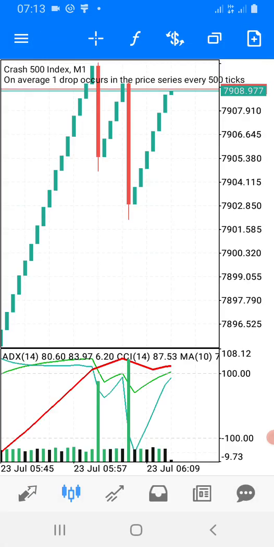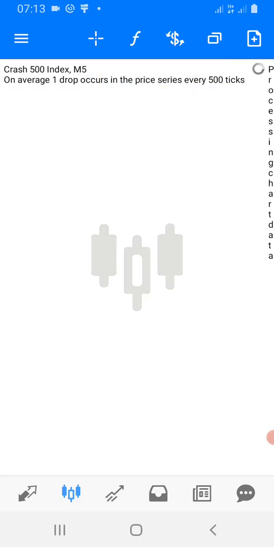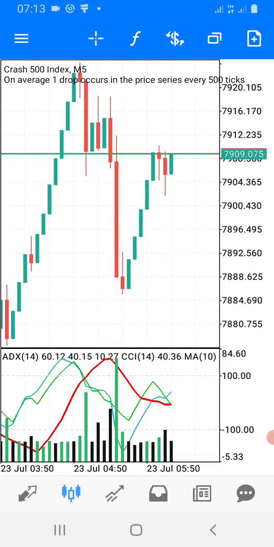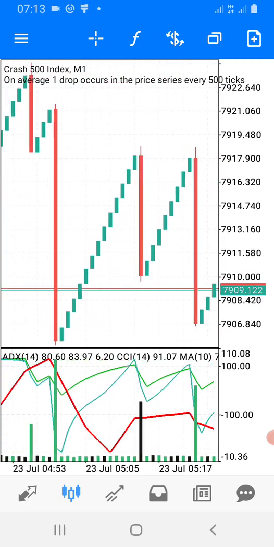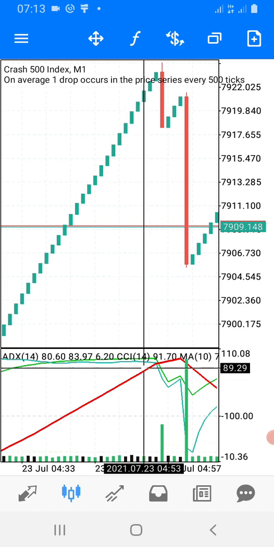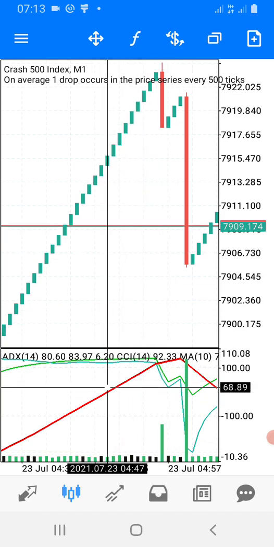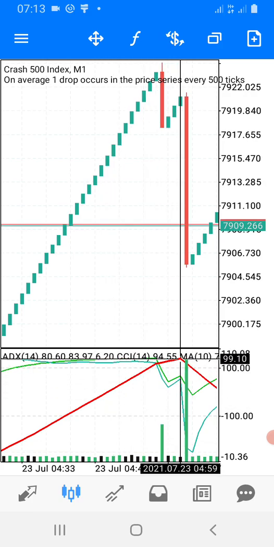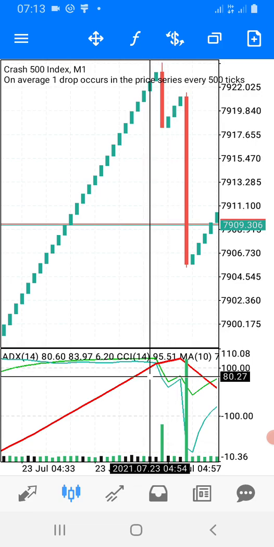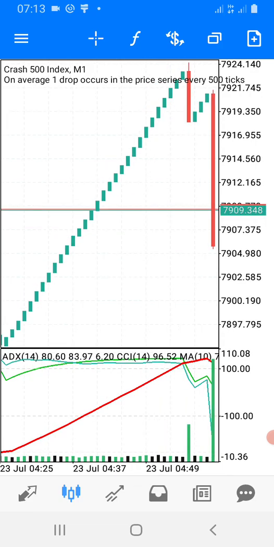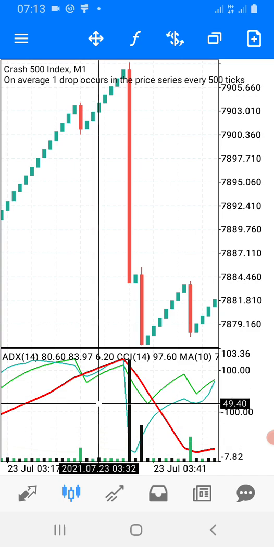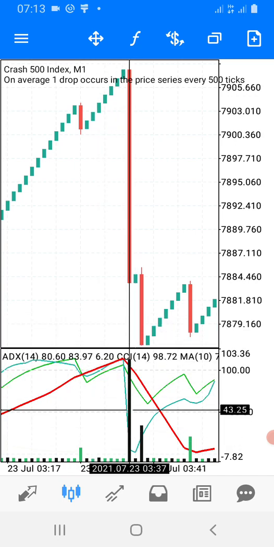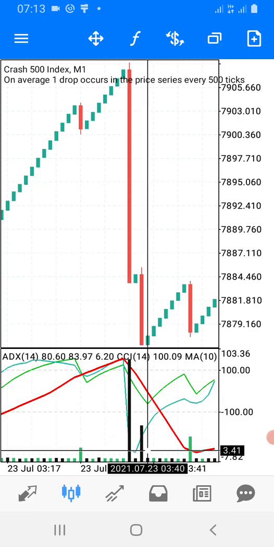Crash 500, guys. You see, it crosses above, it spikes. Because it's above, it spikes. So for Crash 500 it's vice versa. For Crash 500, we are looking at the overbought level, the red moving average crossing the green line at the overbought level for it to spike. Cross above, it spikes, you get a black bar. Once you get this black bar, you expect another spike.